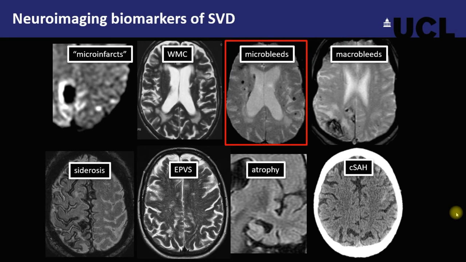I just want to put microbleeds in context. There are many neuroimaging biomarkers of small vessel disease. We've heard about white matter hyperintensities. I'm going to focus on microbleeds, but in clinical practice we must remember they're just part of this quite large and expanding spectrum of structural markers on brain imaging.